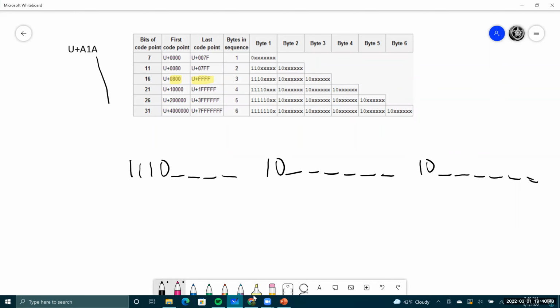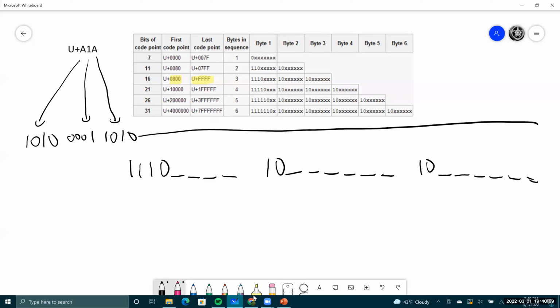So now we convert this to binary. A is 1010, 1 is 0001, and A is 1010. Start filling it in from the right. You would have 0, 1, 0, 1, and then the next is 1000, and then 0101, and then we just pad it with zeros. And there you go. That is your UTF-8 encoding for code point A1A.